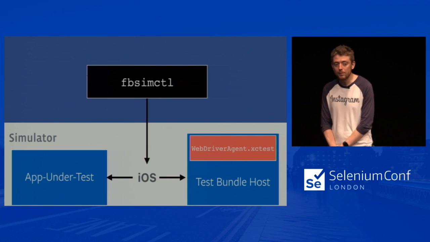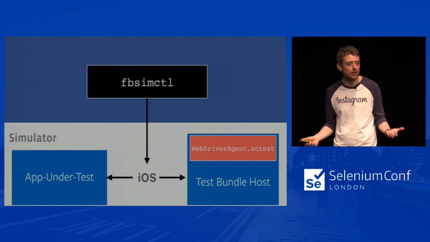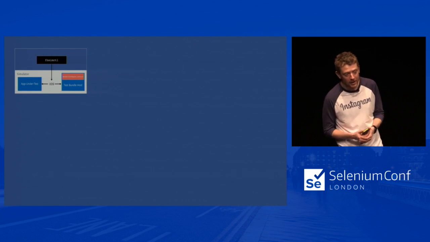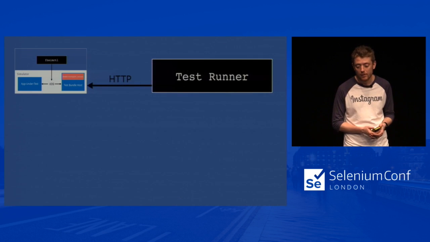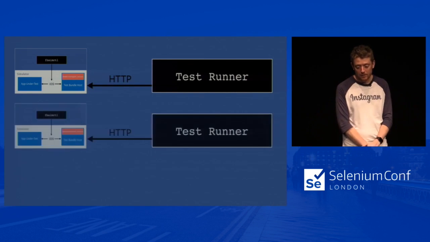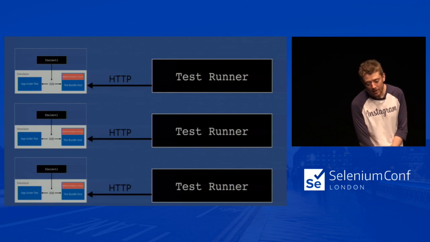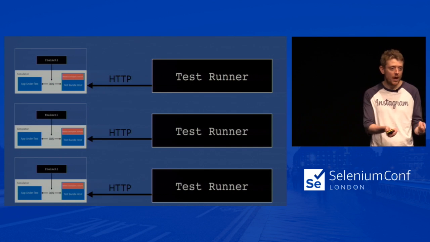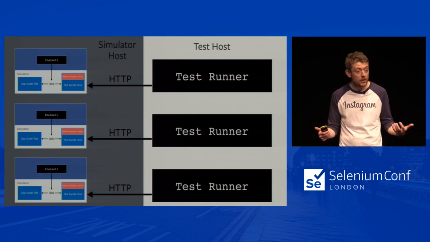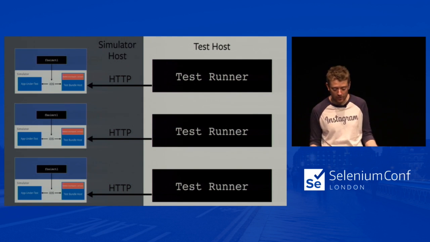Now, we can consider this to be one unit of work, actually. And we can also have many of those units on one host. So here we go. We have one FSMCTL running on a host and a test runner connecting to it over HTTP. We have a second one and a third one and so on. Now, since we're using HTTP as our medium, that means that these two machines can be different. We now have a simulator host and a test host. That's great.